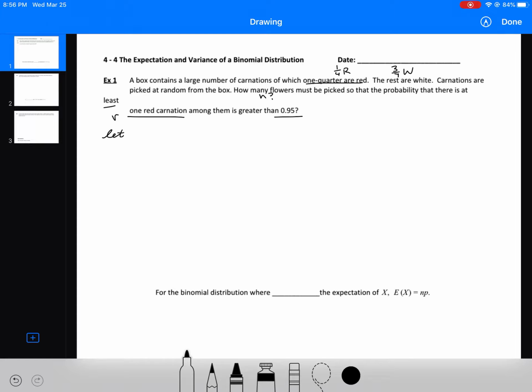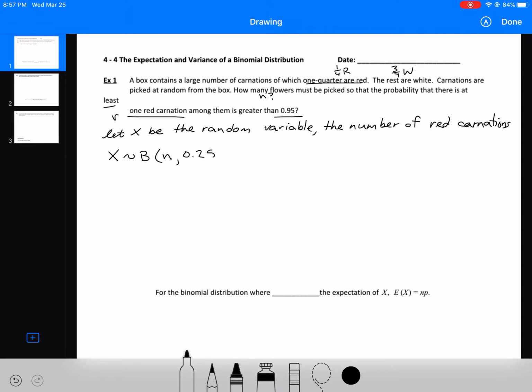So the first thing that we can do is define our variable. So let's use X again. And in this case, our random variable is the number of red carnations. And we'll write out our binomial distribution. We only know one part of it right now, which is our probability of getting a red flower. The next thing that we're going to set up is our probability statement.